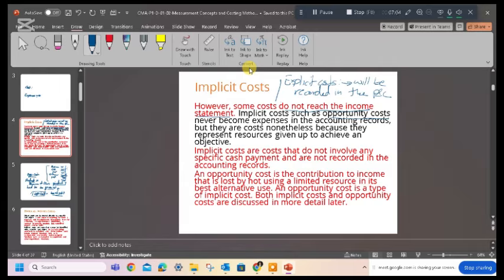There are some costs which do not reach the income statement. Implicit costs such as opportunity cost never become expense in the accounting records, but they are costs nonetheless because they represent resources given up to achieve an objective. Implicit costs are costs that do not involve any specific cash payment. This is another feature. They do not involve a particular cash payment and are not recorded in the accounting records. An opportunity cost is a contribution to income that is lost by not using a limited resource in its best alternative use. We saw the example now.